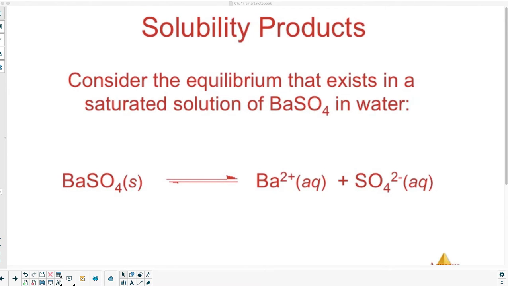All right, guys, so these are notes for 17.4. This will go real quick. This is called solubility products. Solubility meaning, of course, a solid dissolving in the medium, which is always going to be water for us.